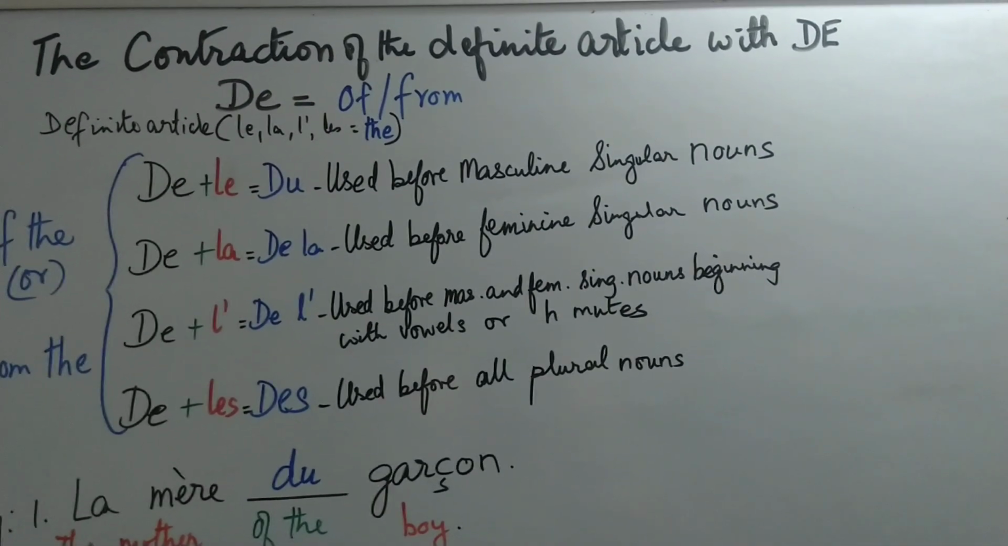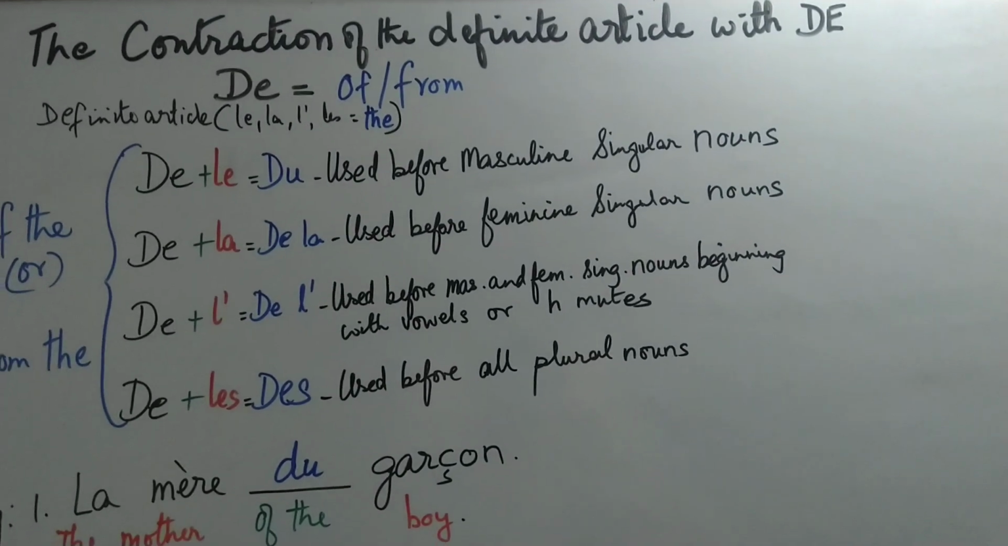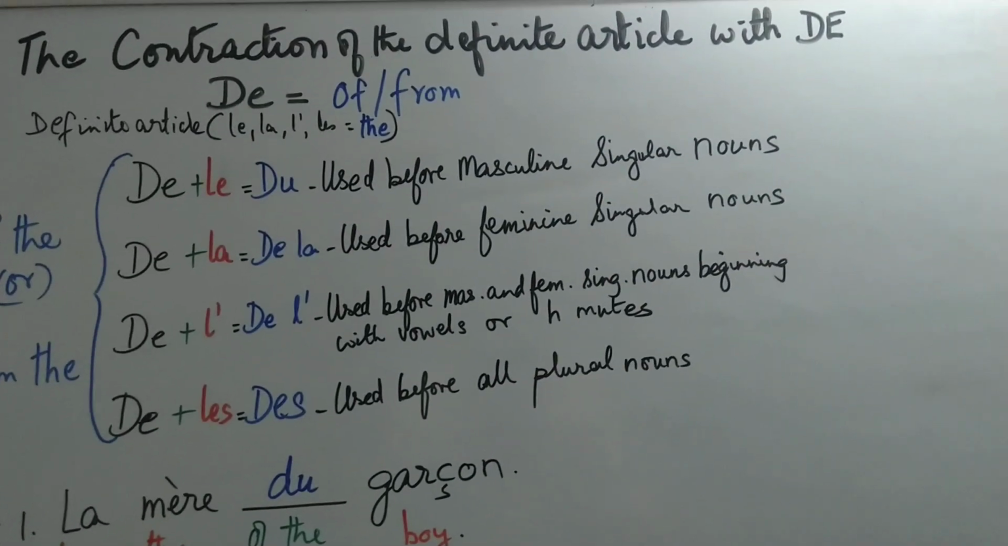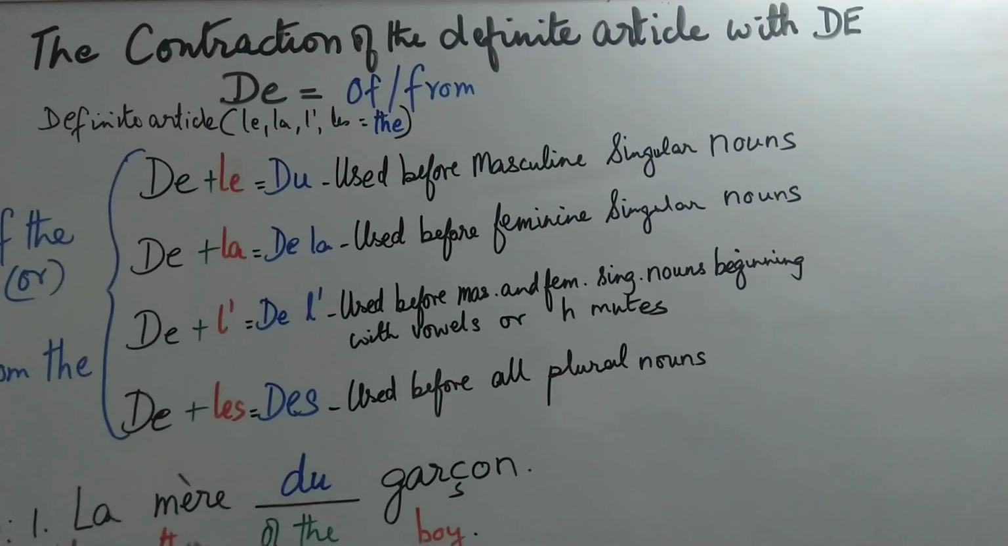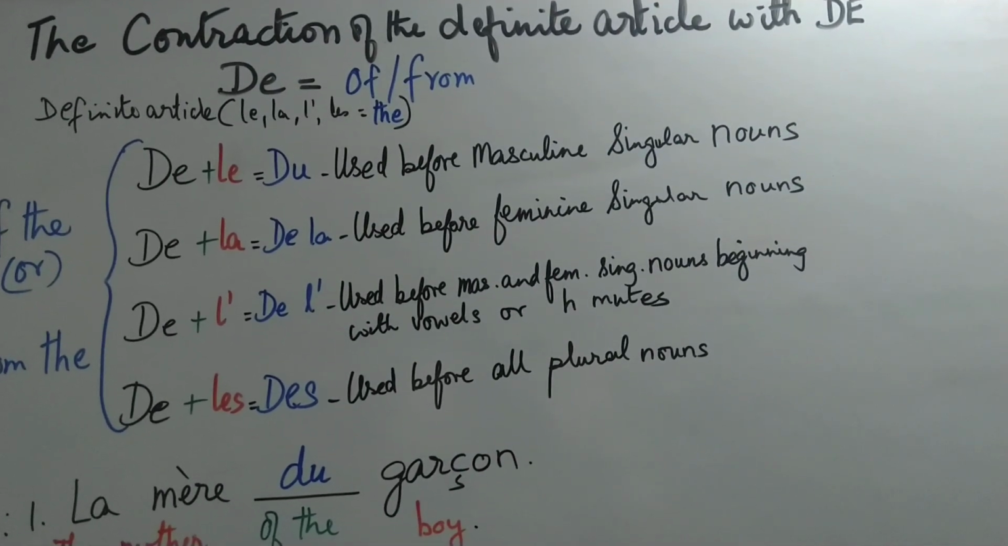Today we will concentrate on the contraction of the definite article with de. Now remember, de, which is pronounced "duh", is a preposition. De will mean of or from. Now, what do you understand by the word contraction? Contraction means to make smaller.